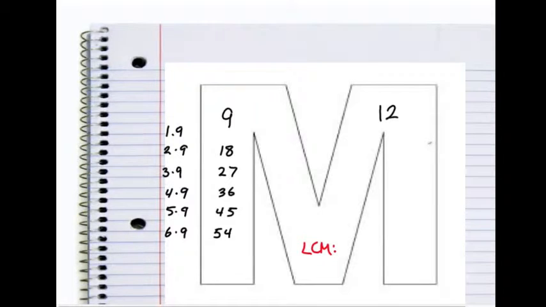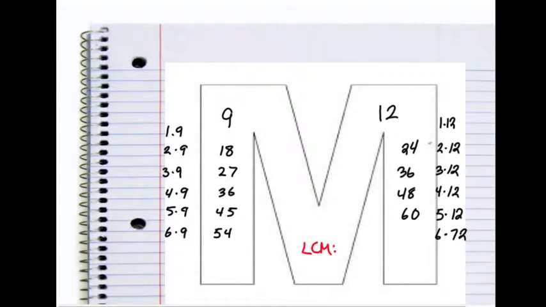Now we're going to draw the multiples for 12. The first multiple, of course, is 12. The second multiple is 24. The third multiple is 36. The fourth multiple is 48. The fifth multiple is 60. And the sixth multiple is 72.